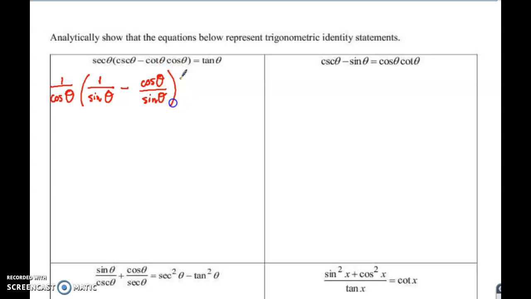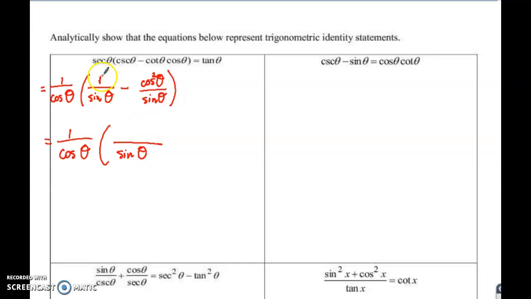And instead of writing another cosine, I'm just going to make this cosine squared, because cosine times cosine is cosine squared. But again, I'm only working with the left side. So now as I distribute this 1 over cosine in, I don't know if I even want to do that. Some of you can do that if you want to work through this on your own. I think what I would do, because I see the denominators are the same inside, probably work with that first, because then I can combine those denominators to be the same.